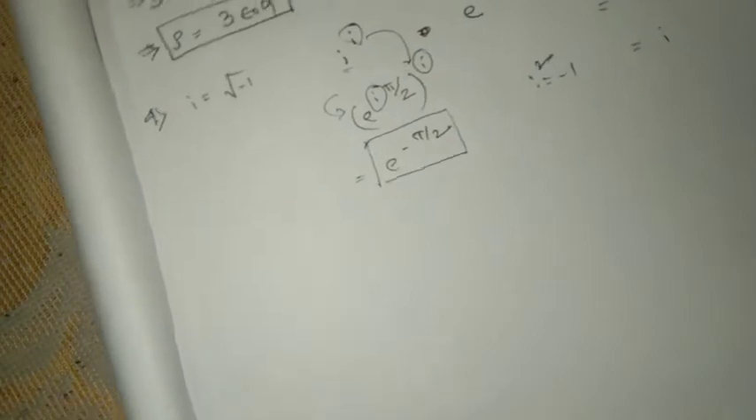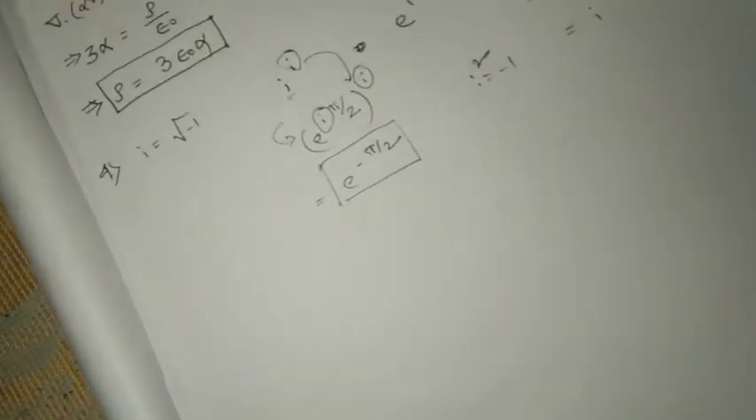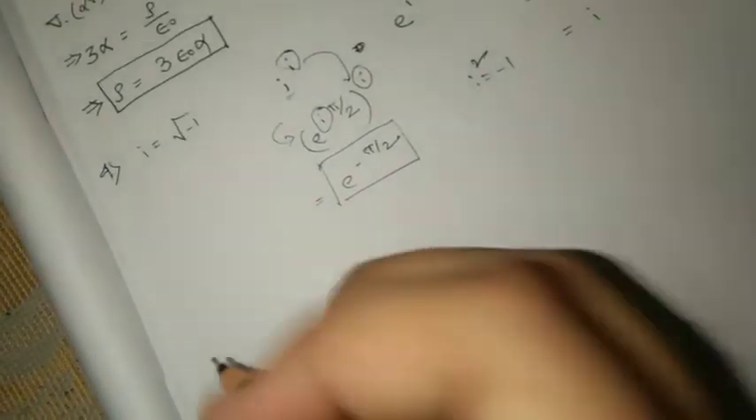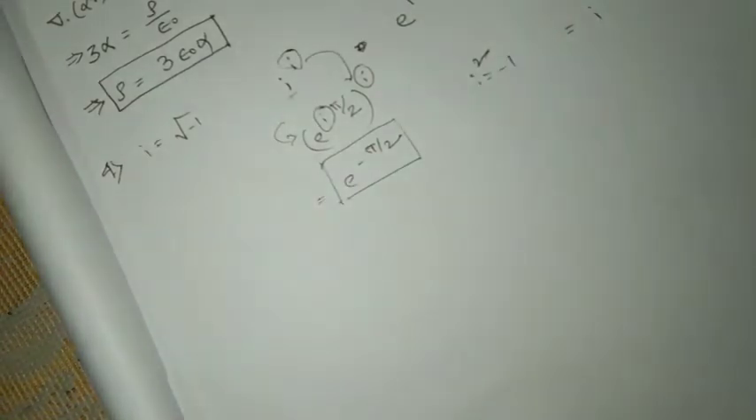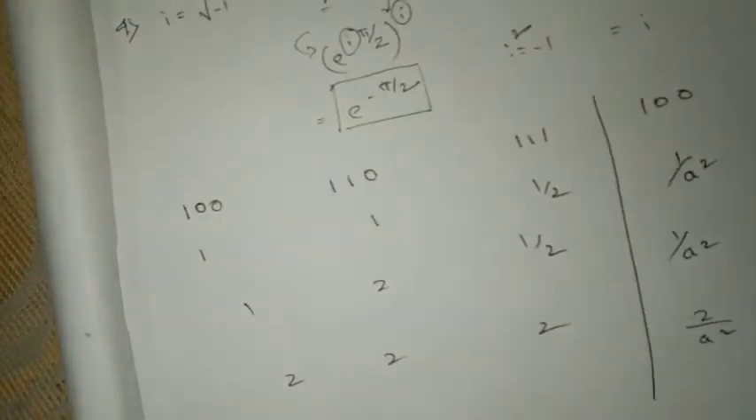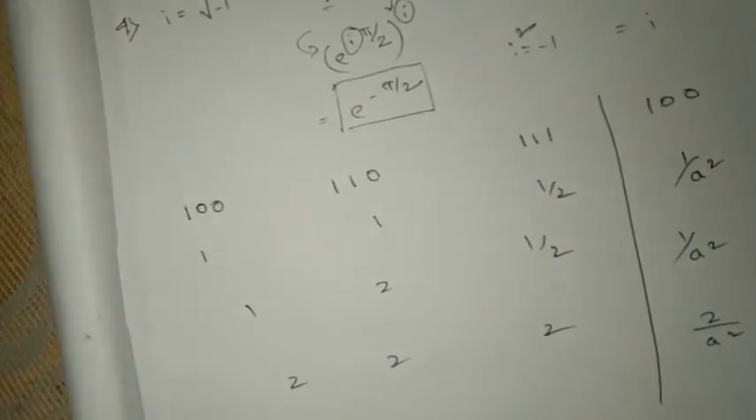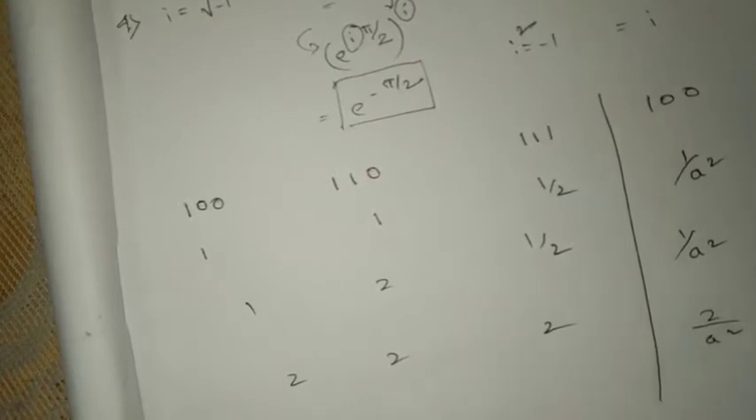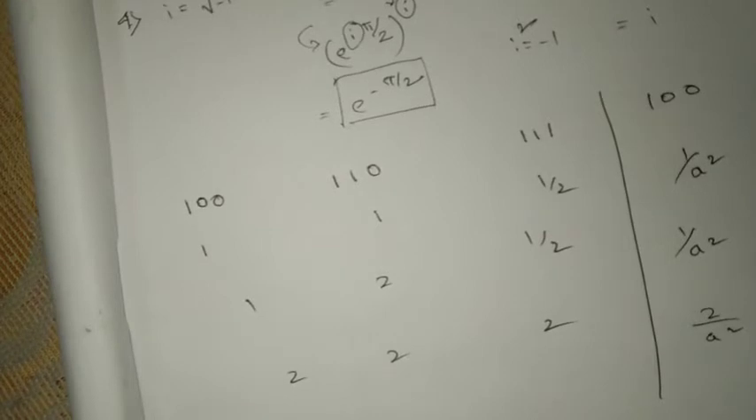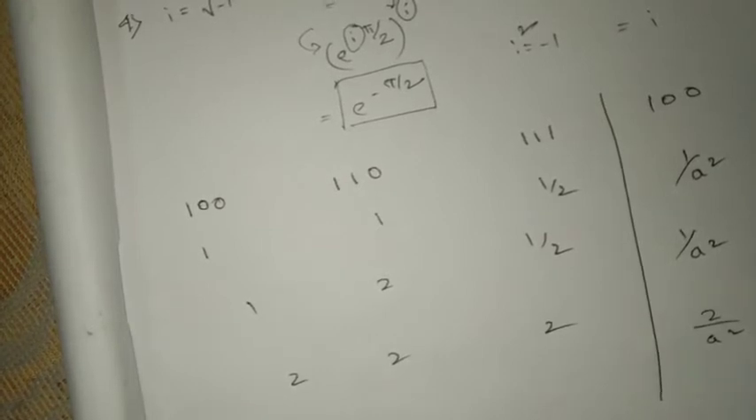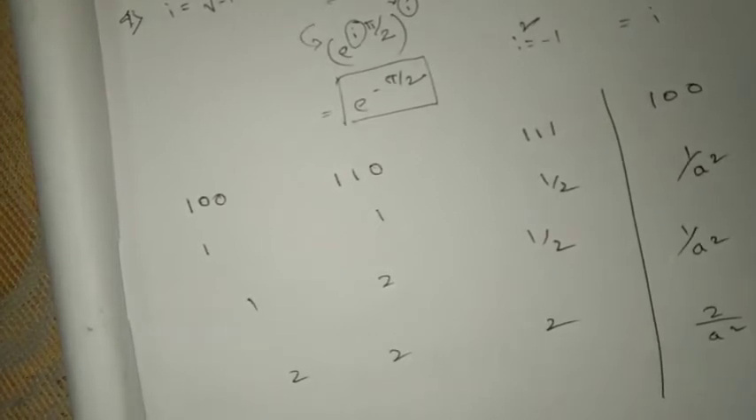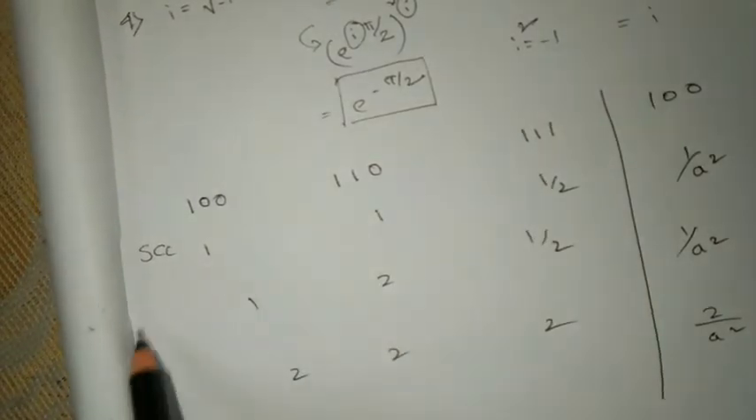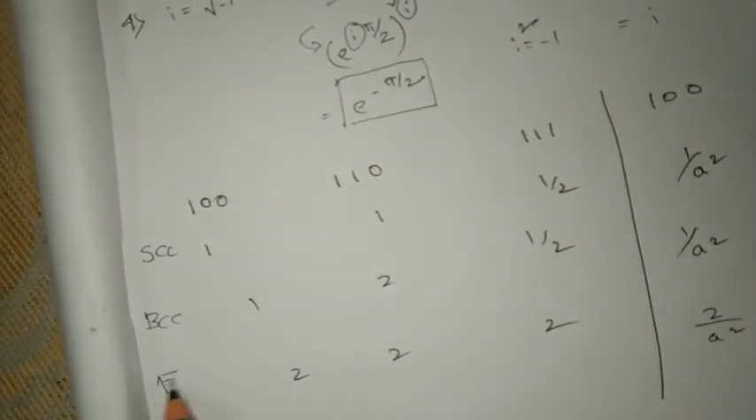Okay, so remember one thing, that I'm just writing. Just see this. Okay, so it's ready. I have written over here the planes 100, 110, 111, and the number of atoms in each plane. So this is for SCC, this is for BCC, this is for FCC.